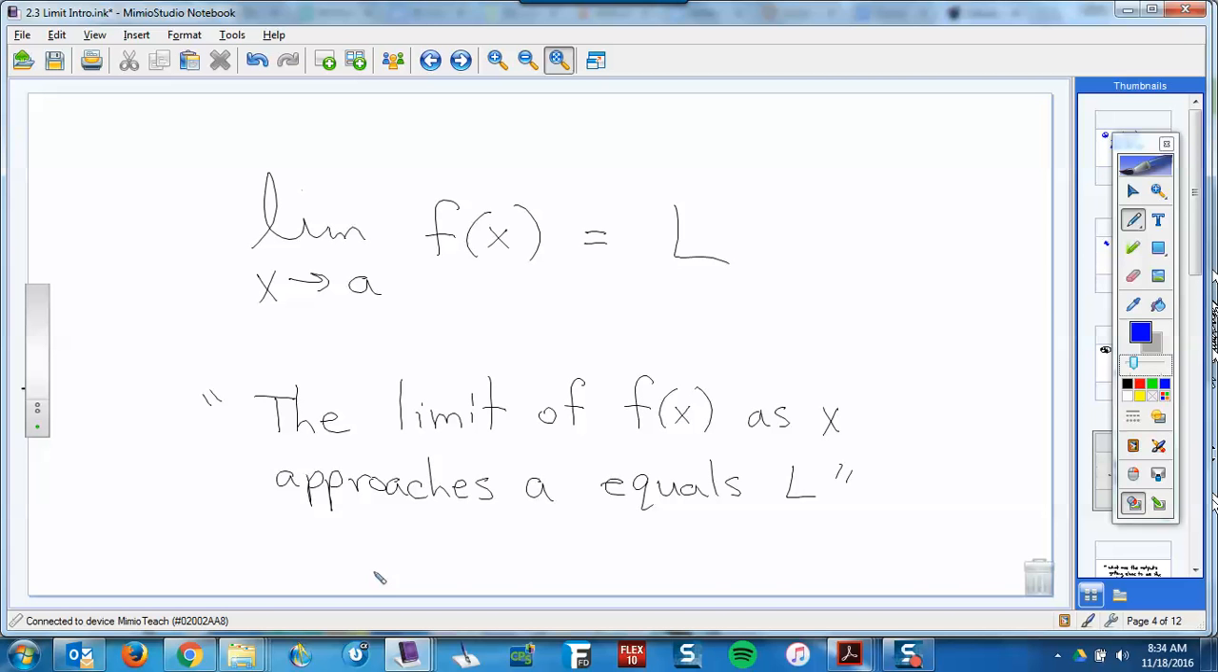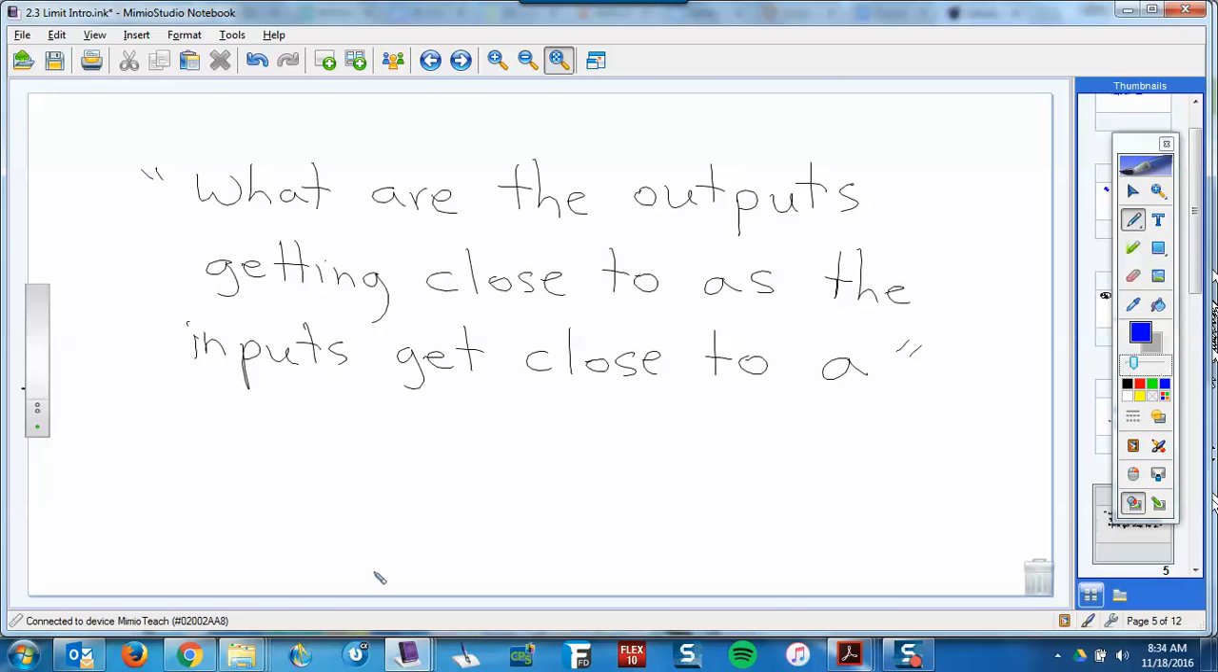Okay, so what this says is the limit of f of x as x approaches a equals L. It's like saying, what are the outputs getting close to as the inputs get closer and closer to a? The word approaches is used a lot. So what are they getting closer and closer to? Do they ever equal that? Well, in a sense, yeah.